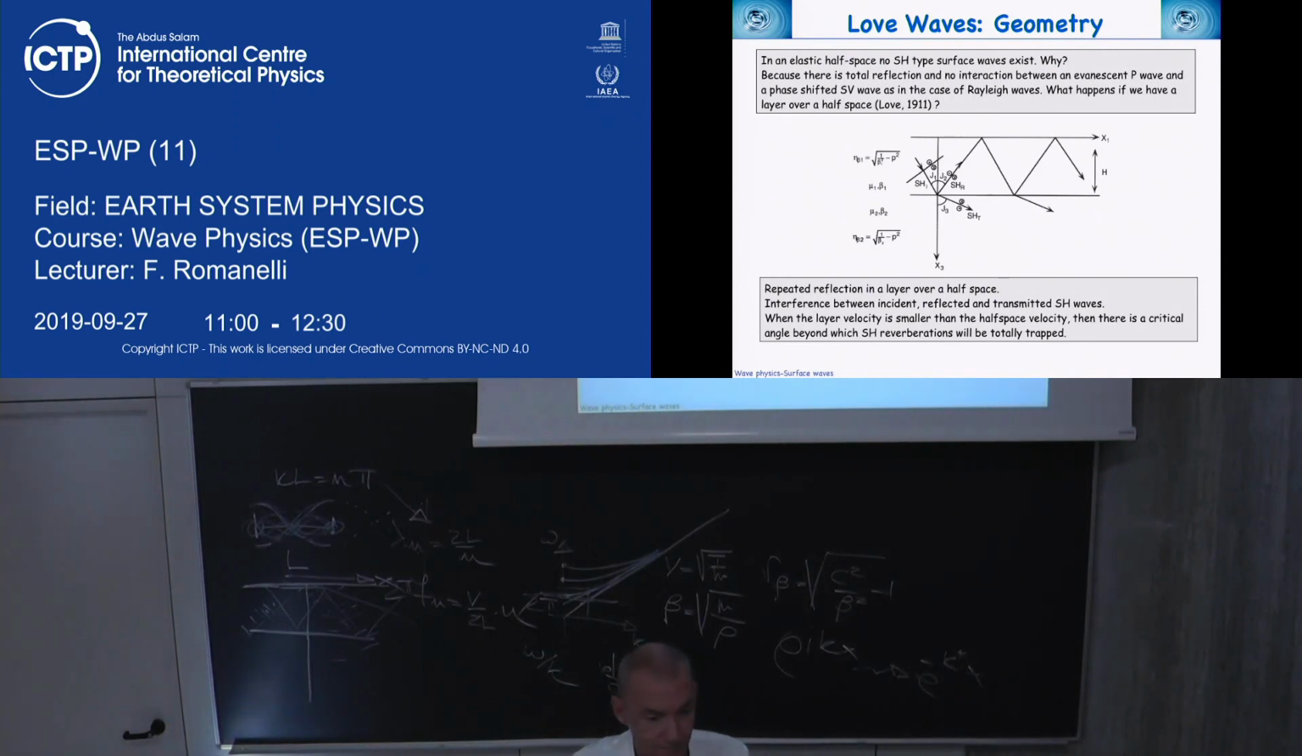Then we can go. Because actually, no critical angles. And every bounce will lose energy there, and sooner or later, all the energy will be in the half space. No interference. Because for Snell's law, the angle is larger. Right? Yes. No critical angle. So energy cannot be trapped there.